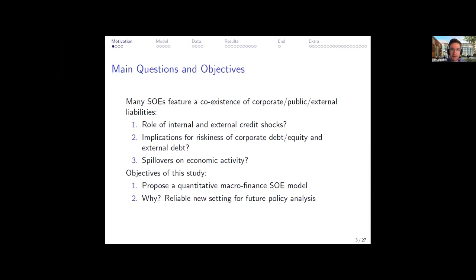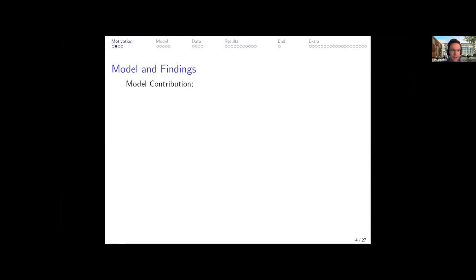This project was motivated originally by the recent experience in Europe, where we see that even after 10 years, many small and mid-sized economies are still dealing with the aftermath of the Great Recession. So these countries were first affected by the US financial crisis and then later by sovereign debt concerns. So now let me tell you about our contribution and findings.